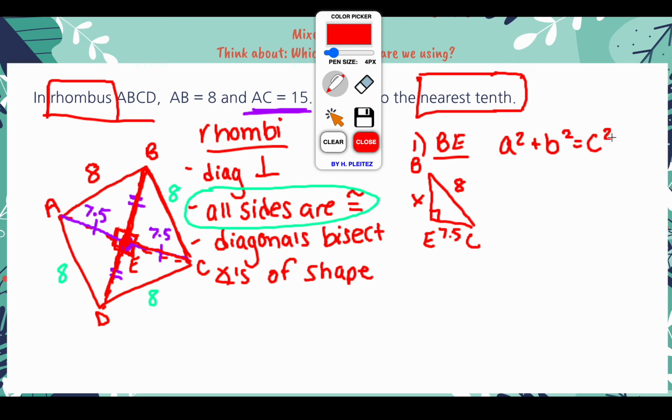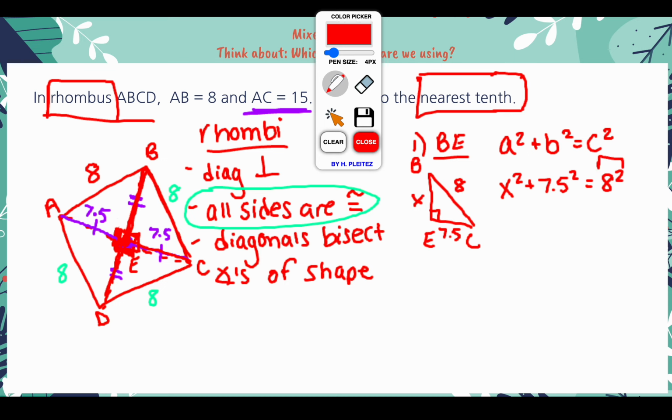And again, I really know this by labeling my picture, right? If I didn't have these right angles labeled in here, it might not stand out to me that I have right triangles, and then I might not be able to figure out that I can use the Pythagorean theorem. So x squared plus 7.5 squared equals 8 squared. We want to make sure that this value is always the hypotenuse.